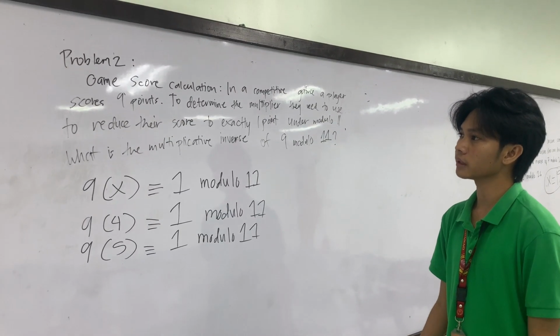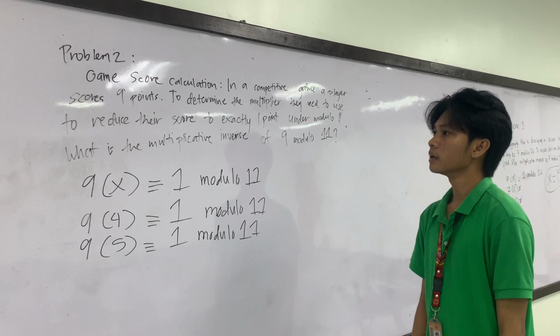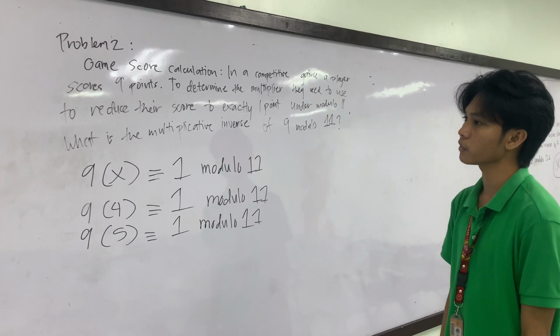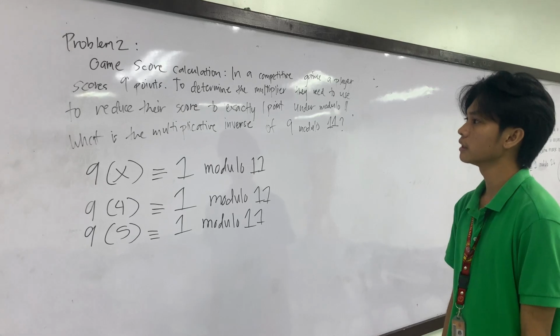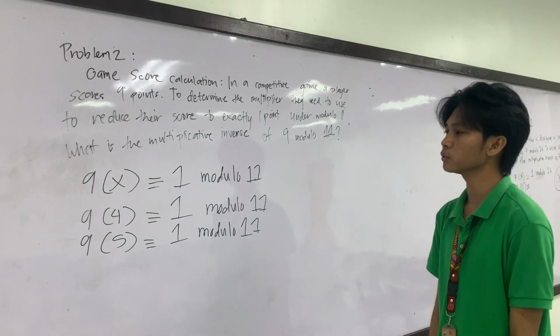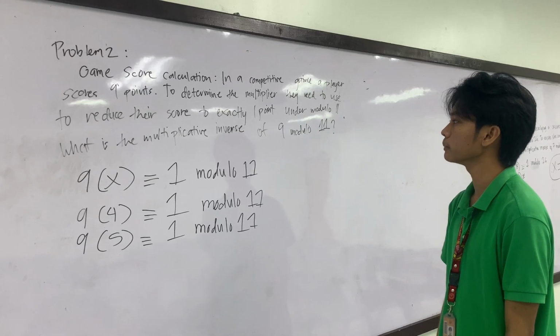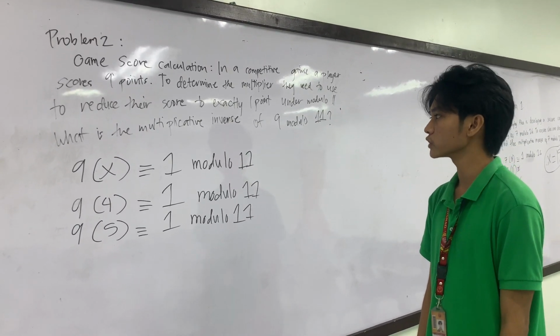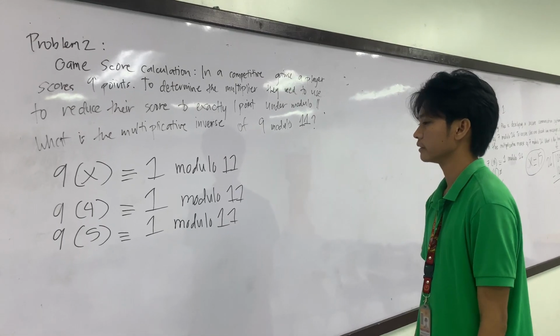Now we have problem number 2, game score calculation. In a competitive game, a player scores 9 points. To determine the multiplier, they need to use it to reduce their score to exactly 1 point under modulo 11. What is the multiplicative inverse of 9 modulo 11?